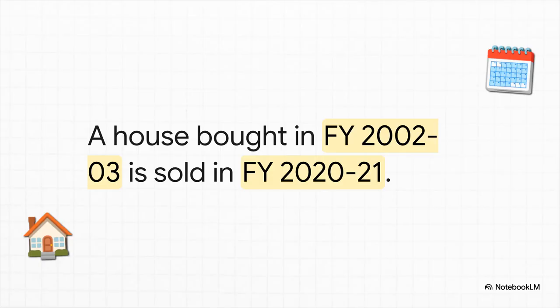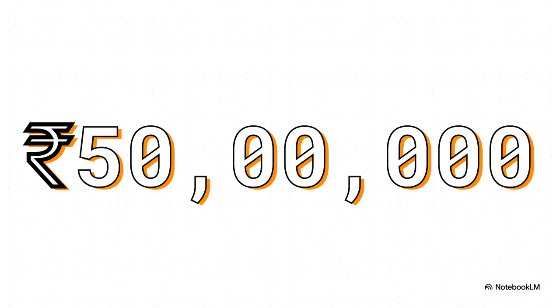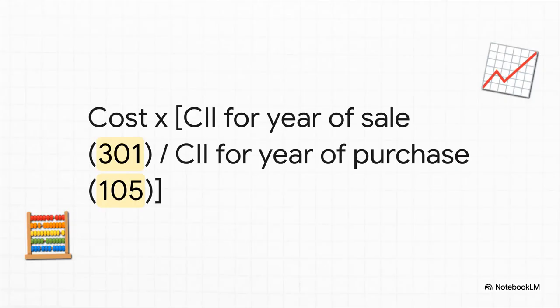Let's imagine a pretty common scenario. You've got a house that was bought way back in the 2002-2003 financial year, and it's being sold now in 2020-2021. The original purchase price was a cool 50 lakh rupees. Now we just apply that indexation formula.